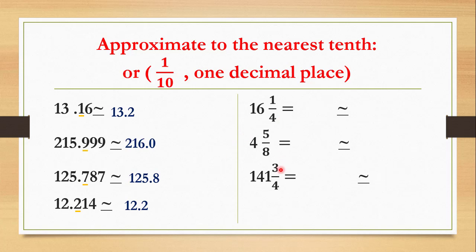Now let's move to another 3 points. But in this case we have a fraction. To approximate to the nearest tenth, we should convert into a decimal number. Here we have 16 and 1 over 4. We will convert it into decimal numbers. Do you remember? 1 over 4 means 0.25. So this mixed number will be 16.25.